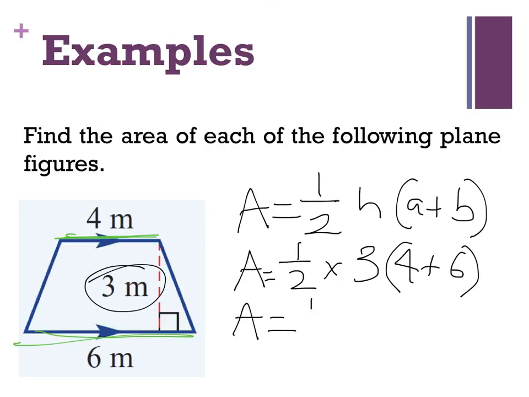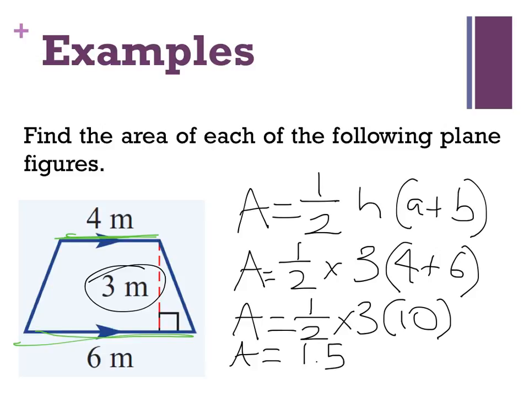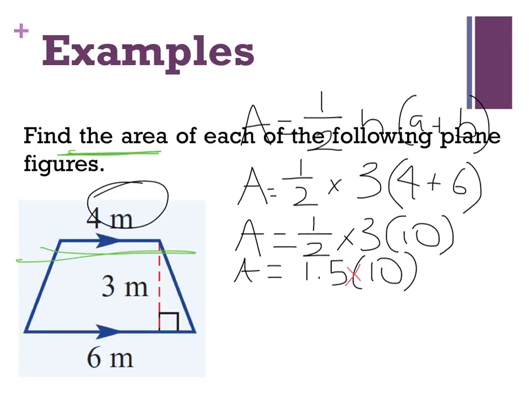Area equals half of 3 brackets 10. What's half of 3? 1.5. Now that's on the outside and 10's on the inside, so I know that what this means is it's 1.5 times 10. 1.5 times 10 equals 15 metres squared.